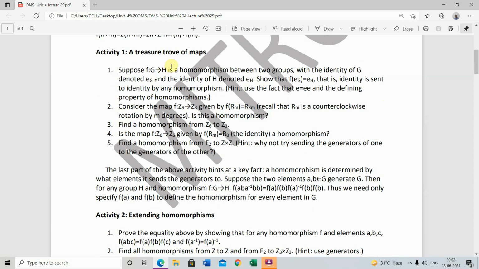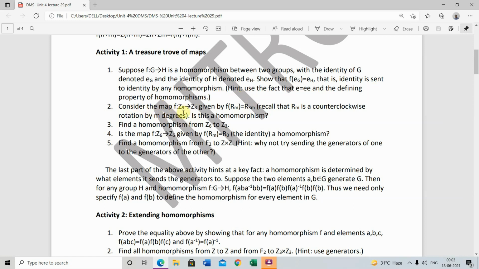Activity: a treasure trove of maps. Suppose f from G to H is a homomorphism between two groups, with the identity of G denoted by e_G and the identity of H denoted by e_H. Show that f(e_G) equals e_H. That is, identity is sent to identity by any homomorphism. Here we use the hint e equals e times e and the defining property of a homomorphism.